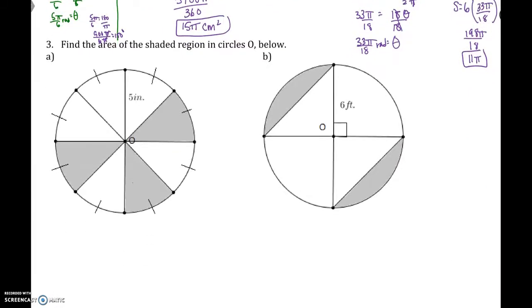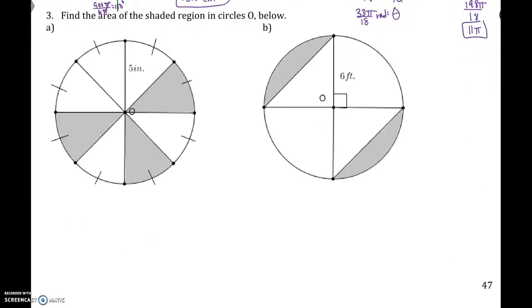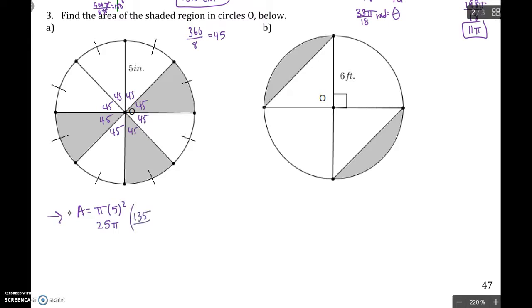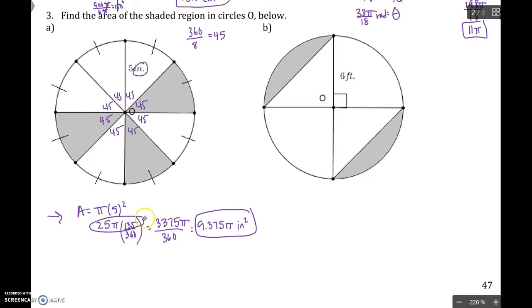All right, for this one, the area of the shaded region, the whole circle has an area of 25 pi. There's 8 sections. Divide by 8, that makes 45 for each. Since there's 3 of them, we're going to multiply that by 135 out of 360. Multiply across the top for 3375, divide by 360, and you get your area, and it's inches squared.